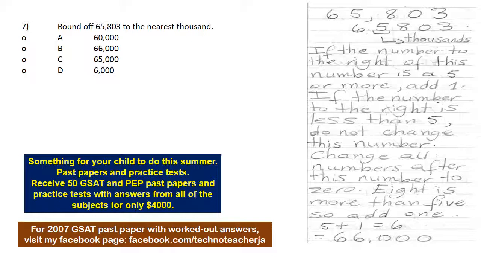66,000. What is 66,000 in words? 66,000. So the answer is B. 66,000. Round off 65,803 to the nearest thousand. The answer is 66,000.